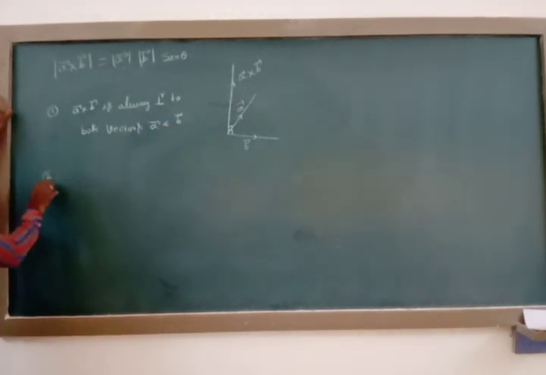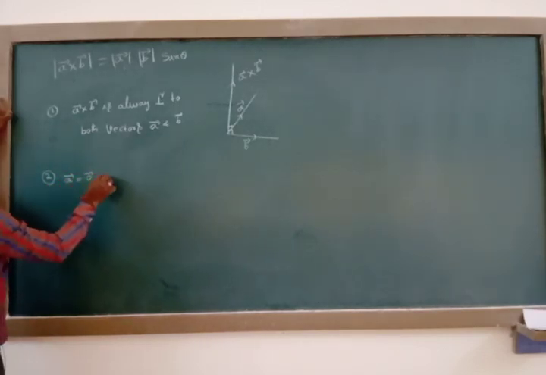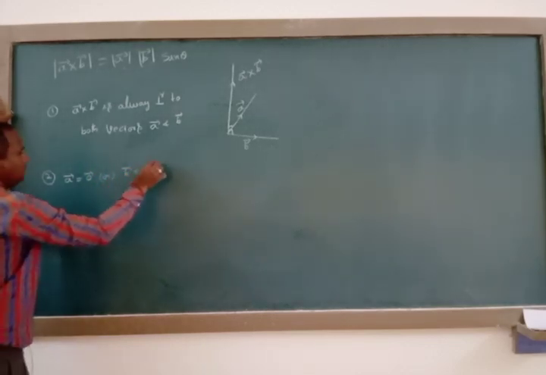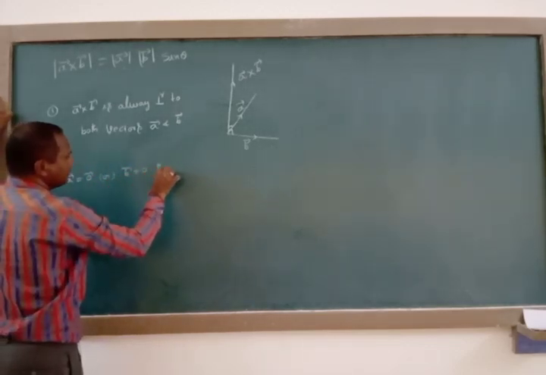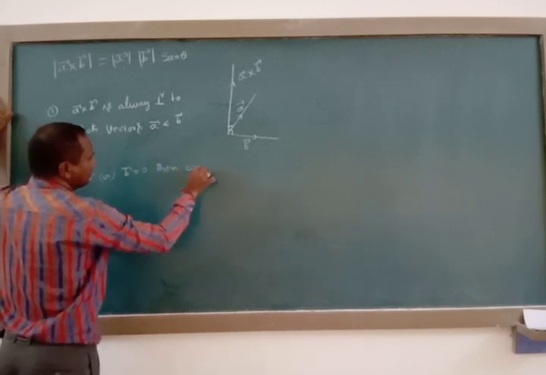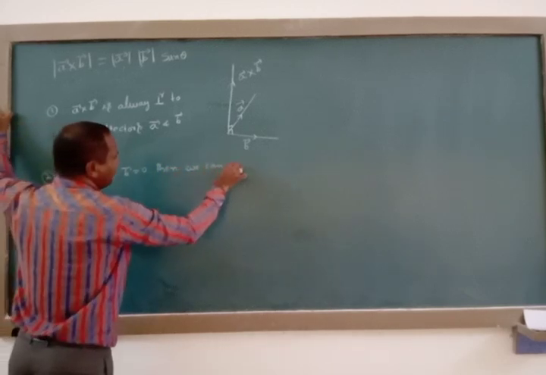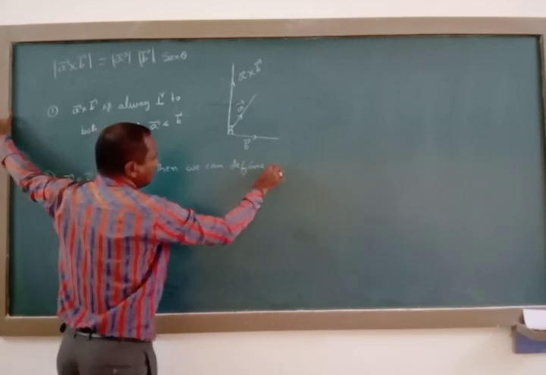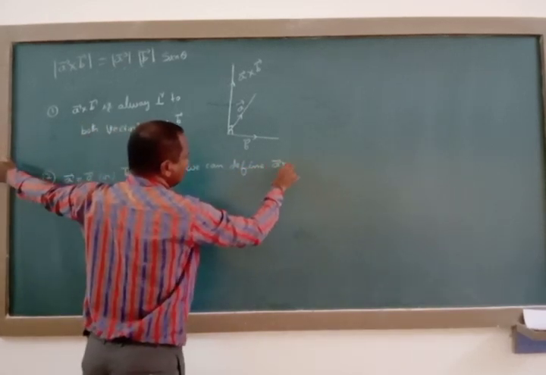Next, second is: if A bar cross B bar is a null vector, or A bar or B bar is a null vector, then we can define A bar cross B bar is equal to null vector.